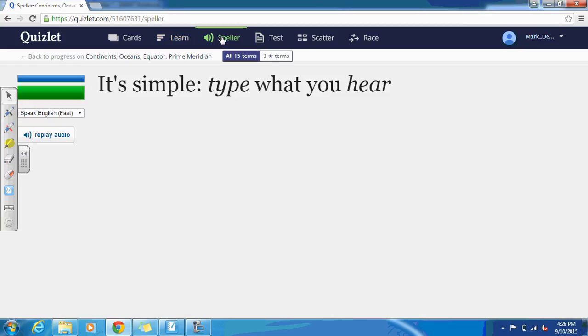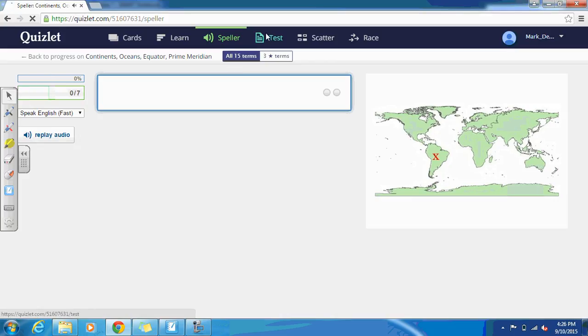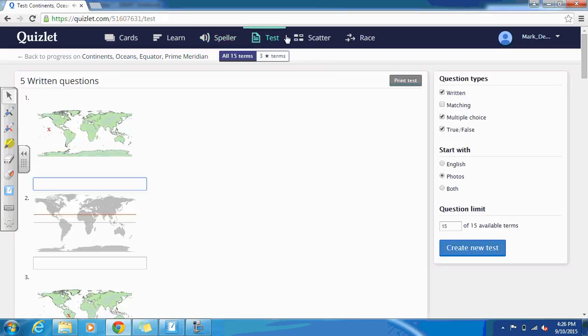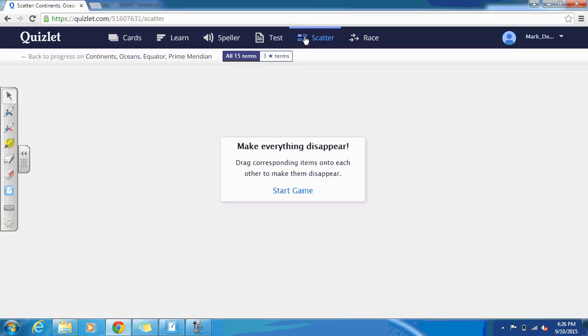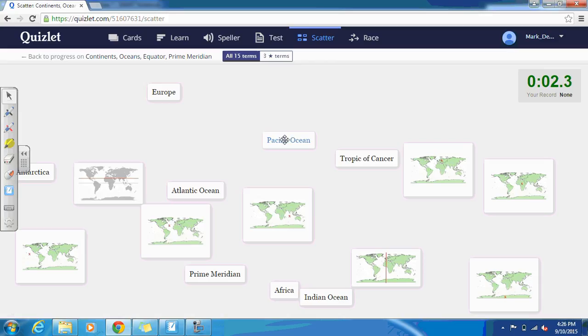Once you have done learn, if you want, you can do speller. And that's just practicing spelling. Okay, type what you hear. Test, it's just going to test you. And then the fun stuff is scatter, right? Or the game. So scatter is an awesome game. Now I have to pull these to the right one. So this is the Atlantic Ocean. I pulled it there. Boom, now it disappears. Prime meridian, here's the prime meridian. Boom, disappears.